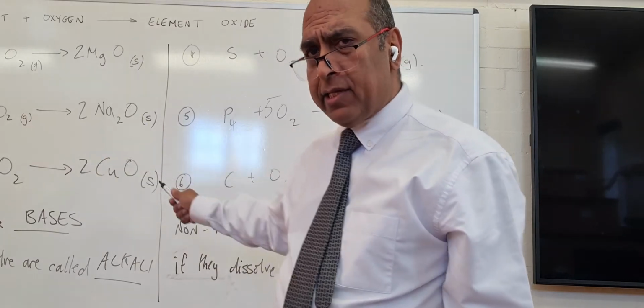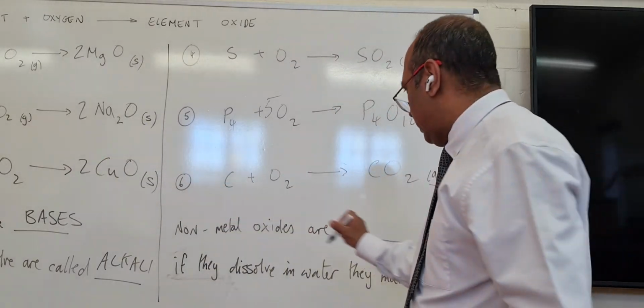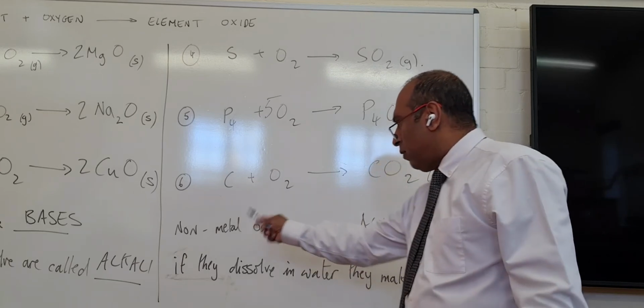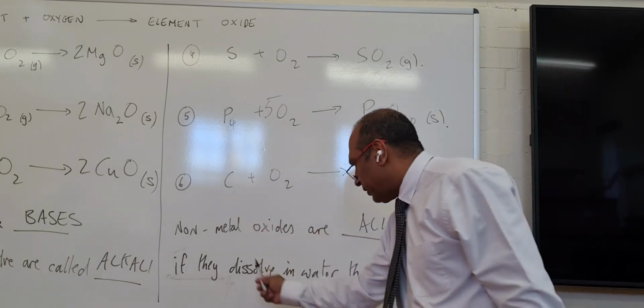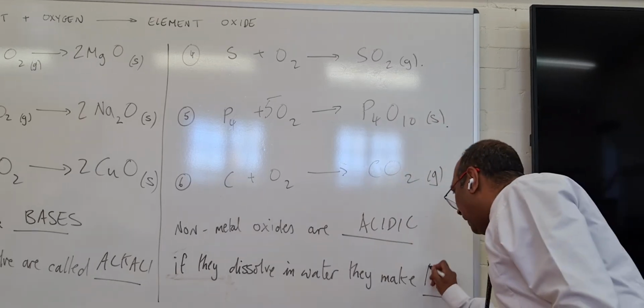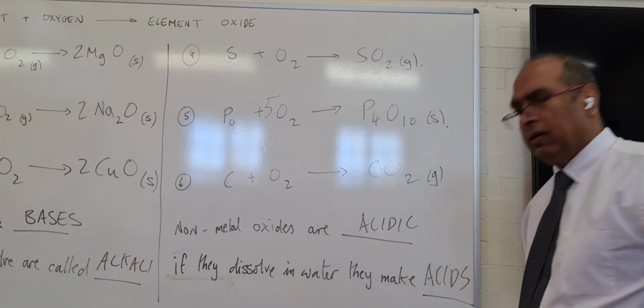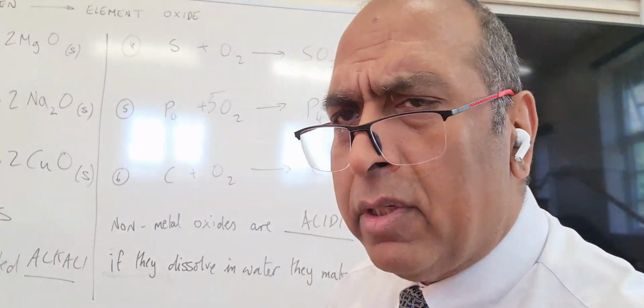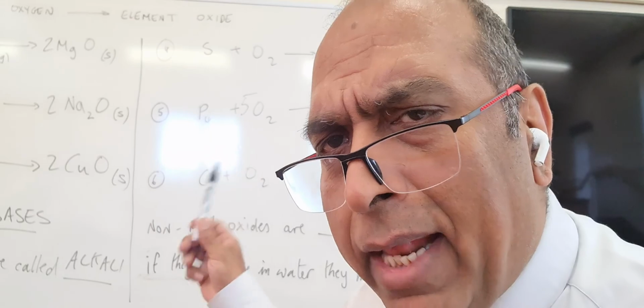Can you see, it's the opposite of bases. Metals burn to make bases. Non-metals, when they burn, make acids. So the non-metal oxides are acidic, and if they dissolve, they make the acids of our world. So really quite important, I think, that you know where the acids and alkalis of our world come from. And they come from these elemental oxides.